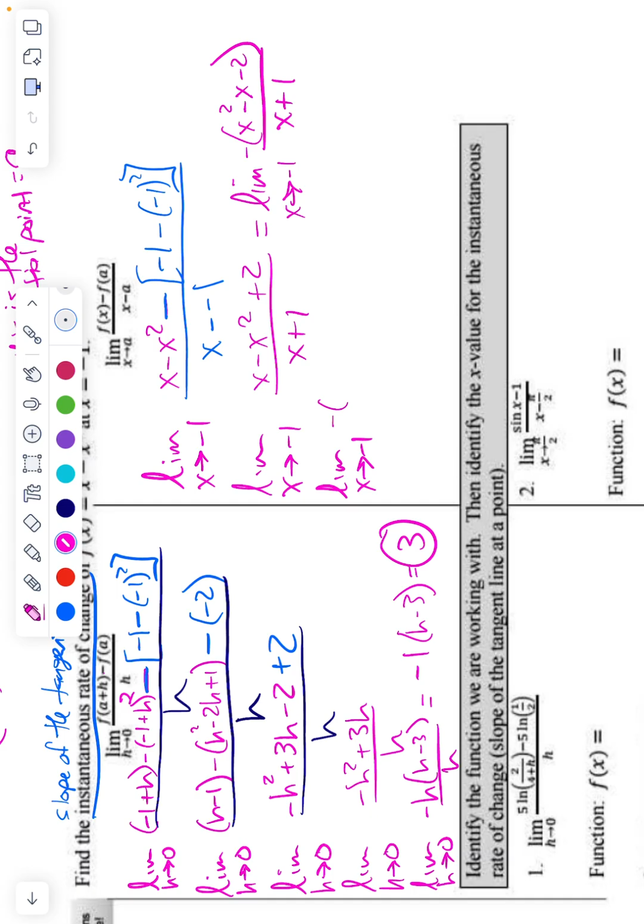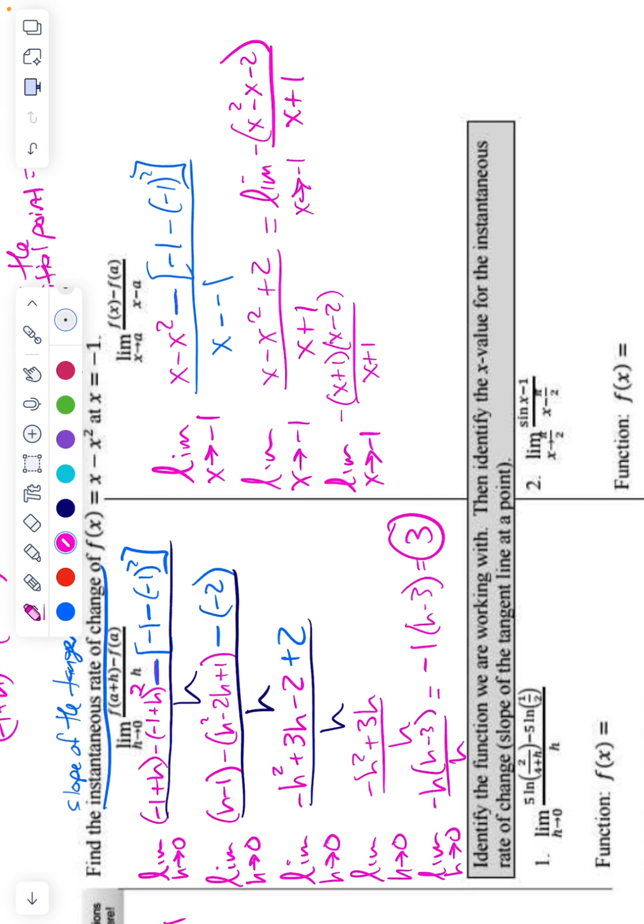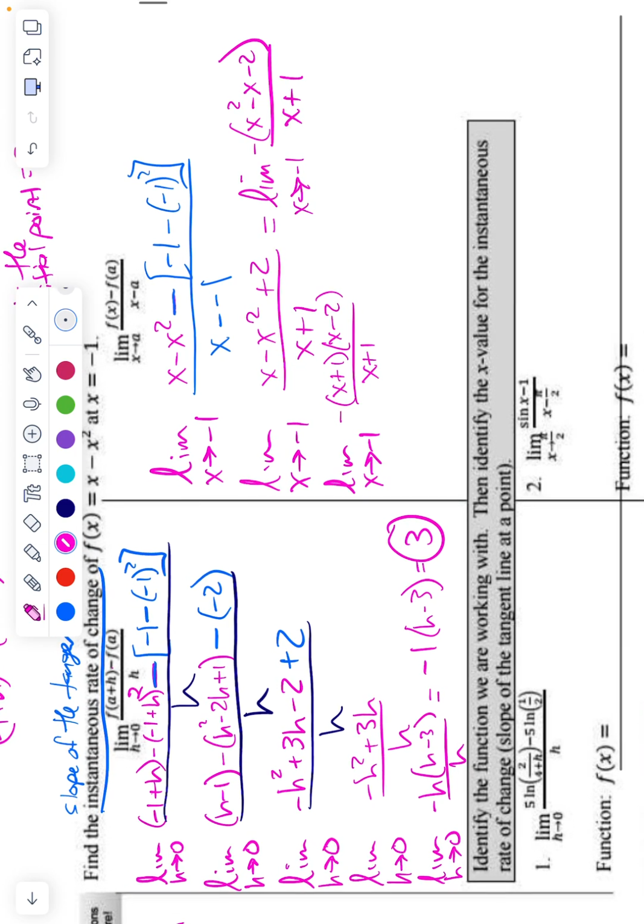x plus 1 and x minus 3. Minus 3. No, it's not 3. Oh, yeah. Okay. So obviously we can cancel the x plus 1. So next question, do I drop the limit yet?